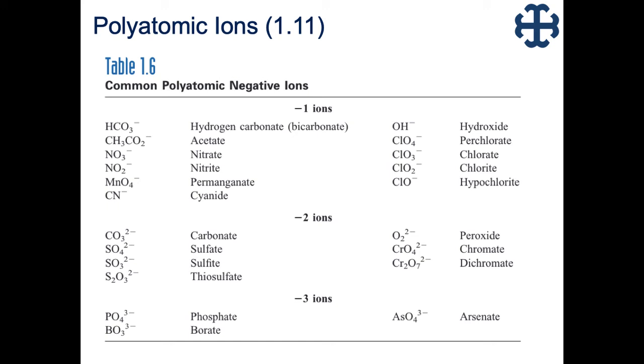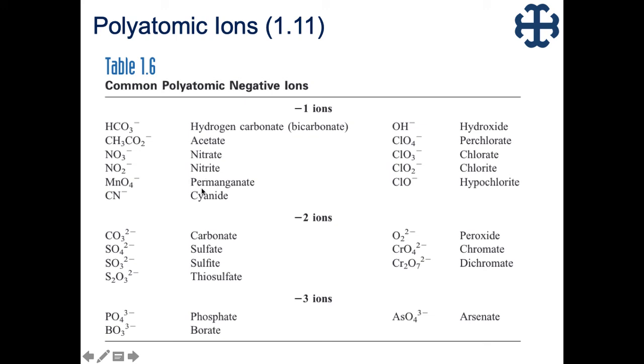Just to walk through these, the first couple have a carbon or multiple carbon atoms in them, so hydrogen carbonate or bicarbonate, it's the same thing. Acetate is another common one. And then we get into our nitrogen polyatomic ions, so nitrate and nitrite. As a general trend, if you have an "ate" at the end of a word, that generally means it has more oxygens. And so nitrate has 3 oxygens, nitrite has 2 oxygens bound to a central nitrogen.